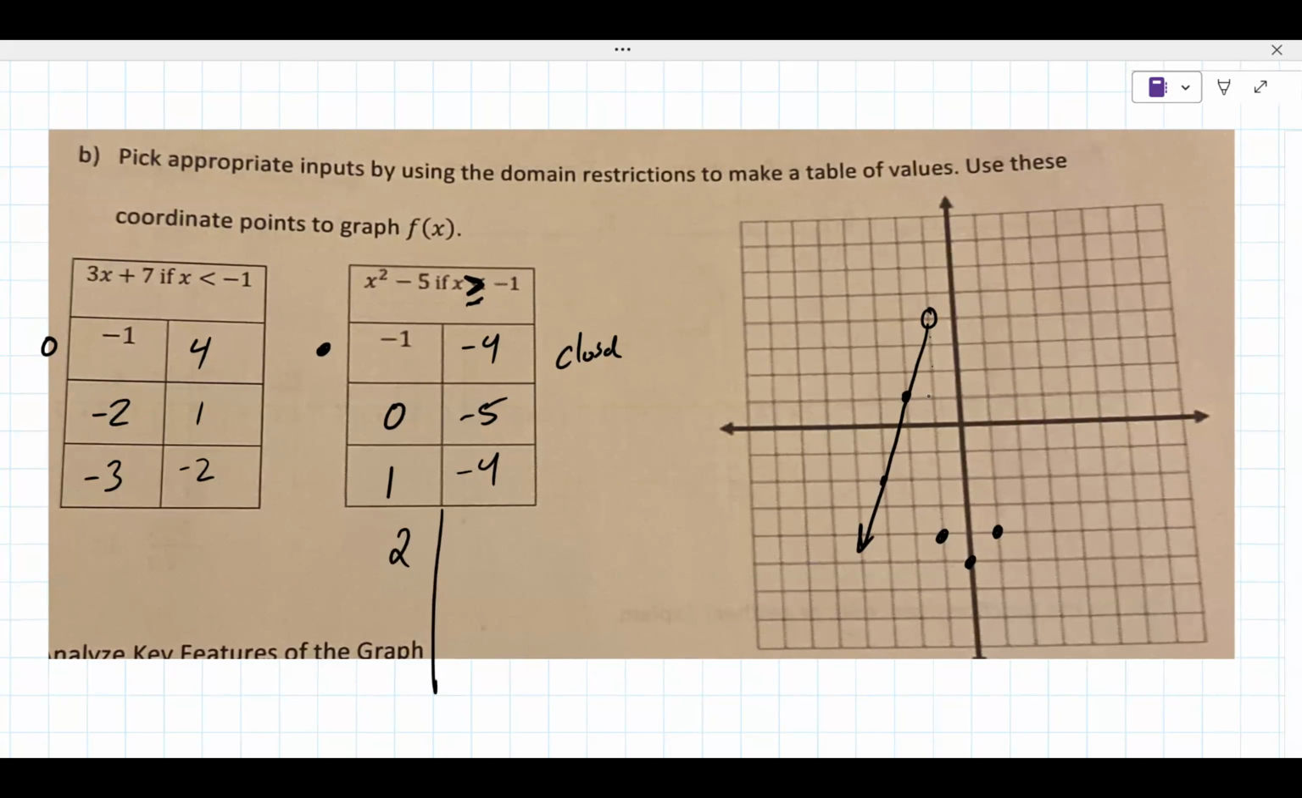I would probably make you keep going on this one because you may not get a great look at what the graph looks like. Yeah, three, one, two, three. It should look something like that when you're all done. And that's it. I mean, there's nothing more to that.